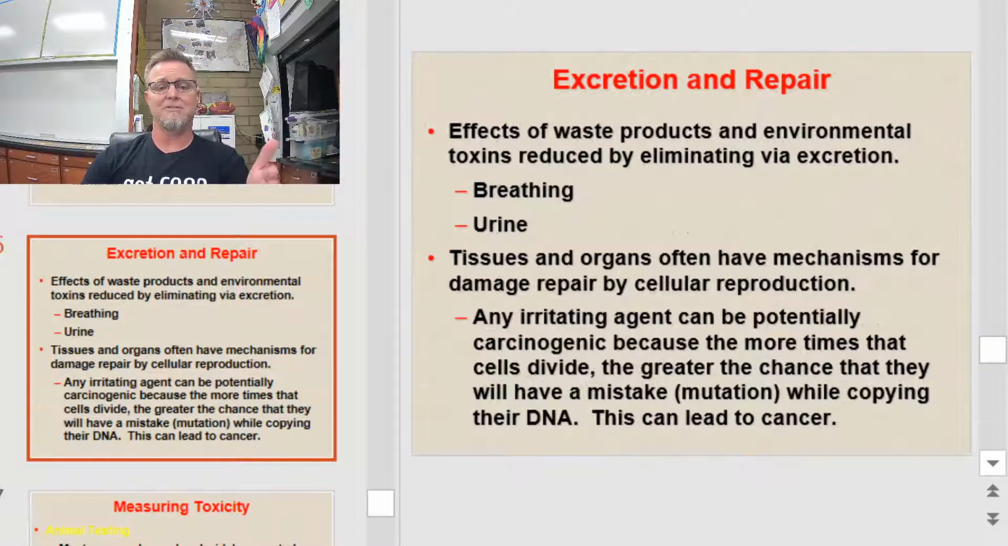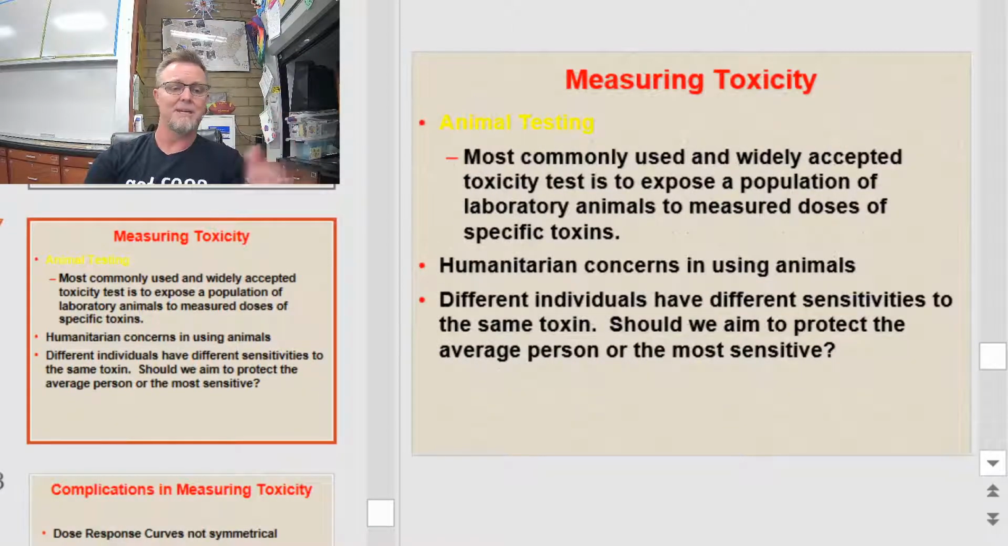So the effects of waste products and environmental toxins can be reduced by eliminating via excretion, breath, and urine, and any irradiating agent that can be potentially carcinogenic can be negated by the editing process in your cells. So that's all good stuff. Okay. To measure toxicity, remember sometimes we have to use animal testing. It is the most commonly used and widely accepted testing form.